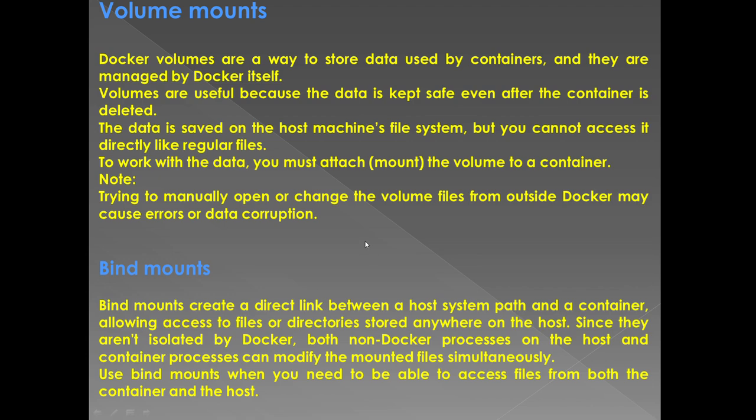Bind mounts. Bind mounts create a direct link between a host system path and a container, allowing access to files or directories stored anywhere on the host. Since they are not isolated by Docker, both non-Docker processes on the host and container processes can modify the mounted files simultaneously. Use bind mounts when you need to be able to access files from both the container and the host.